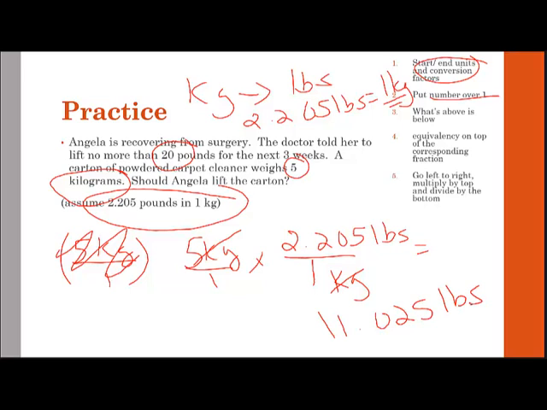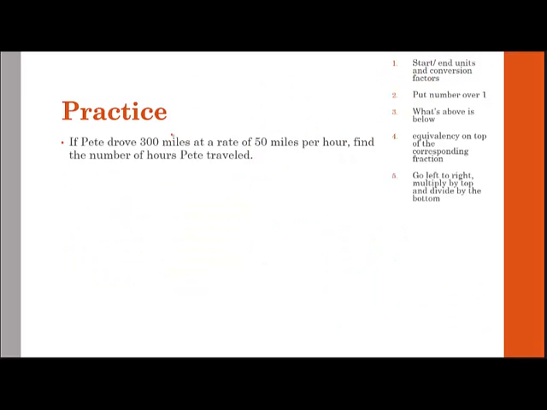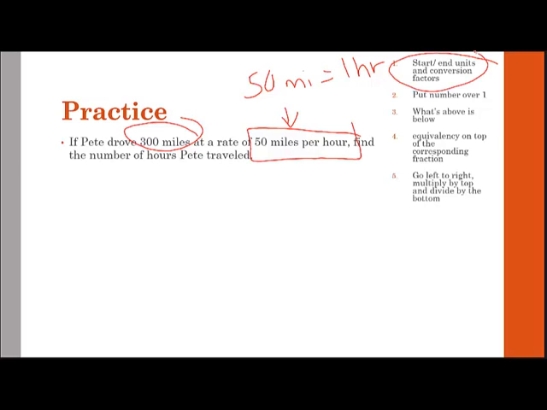And then one final problem. If Peter drove 300 miles at a rate of 50 miles per hour, that gives us our conversion factor of 50 miles is equal to 1 hour. Find the number of hours traveled. So, our conversion factors in our starting and ending. We start with miles and we end up with hours. Here's miles, here's hours. We have our conversion factor, we can move on.